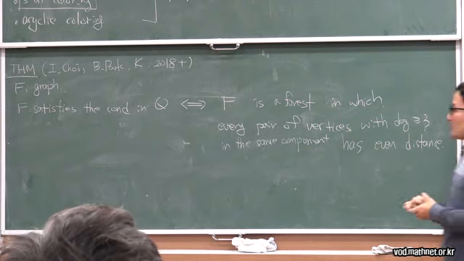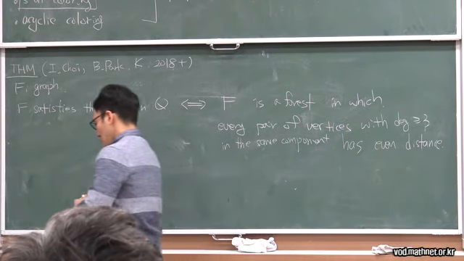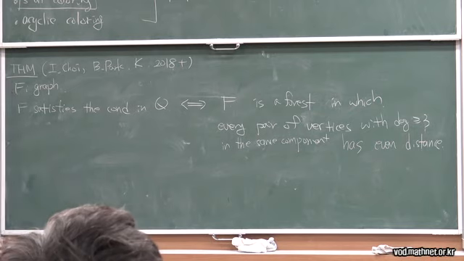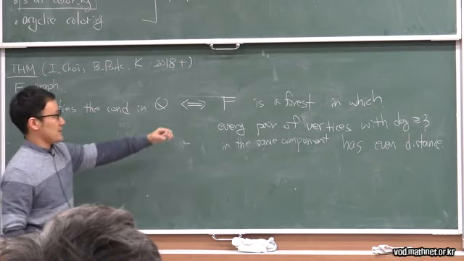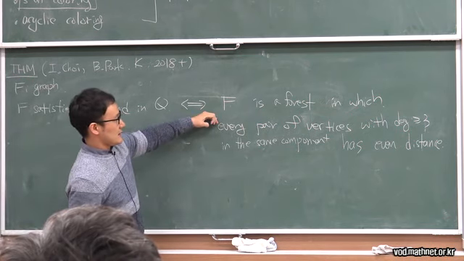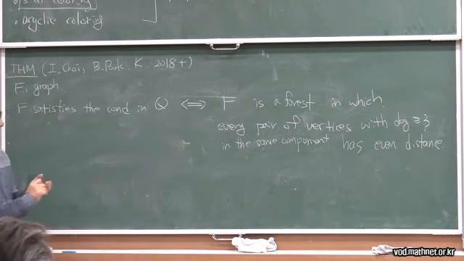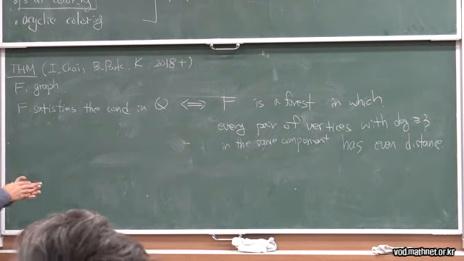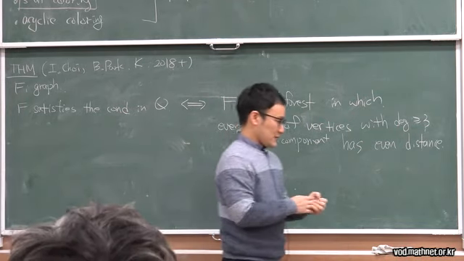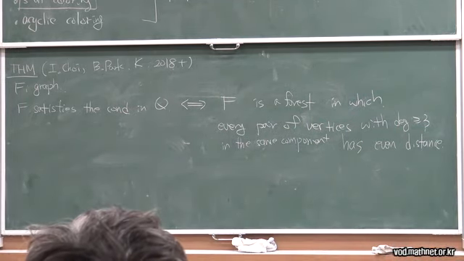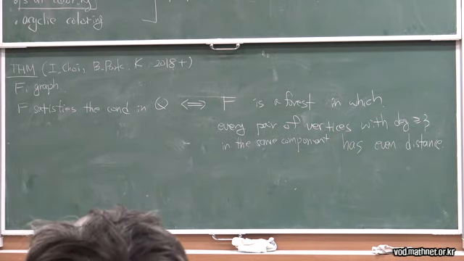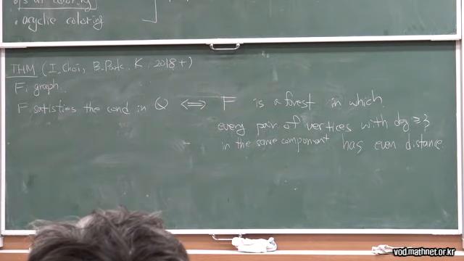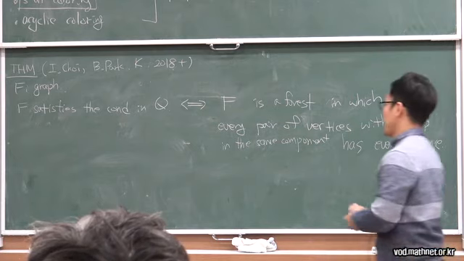Again, we show that if F satisfies that condition, then F must be a forest such that in each component, the distance between two vertices with degree at least 3 is even. It's a little bit complicated.